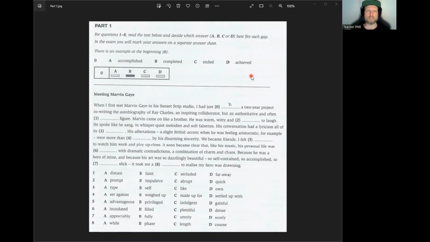But enough talking. If you are ready, I would say we'll go straight to my office and get started. Okay, so welcome to my office. Here we are, and you can already see part one right on your screen.